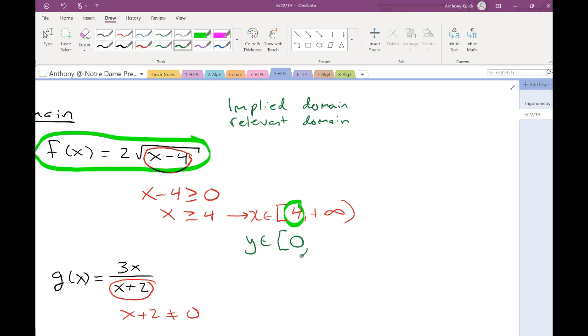And since 4 was included, obviously 0 is going to be included. When I plug infinity in for x, what do I get? Still infinity, right? Doesn't matter what you're doing to that infinity. Square root of infinity, still infinity. 2 times infinity, still infinity, right? So there's my range.